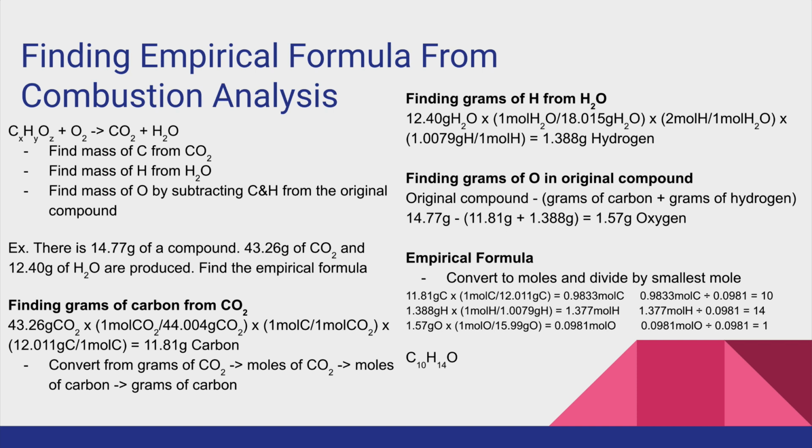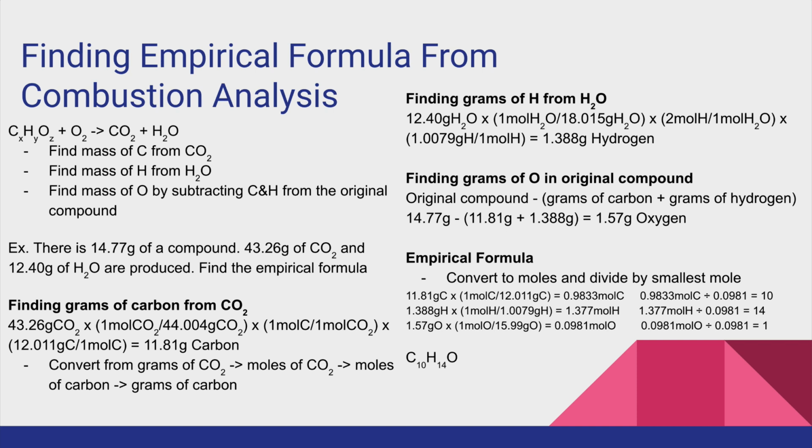So we have 43.26 grams of CO2, and we multiply by 1 mole of CO2 over 44.004 grams of CO2, times 1 mole of carbon for every 1 mole of CO2, times 12.011 grams of carbon over 1 mole of carbon, and we get 11.81 grams of carbon.